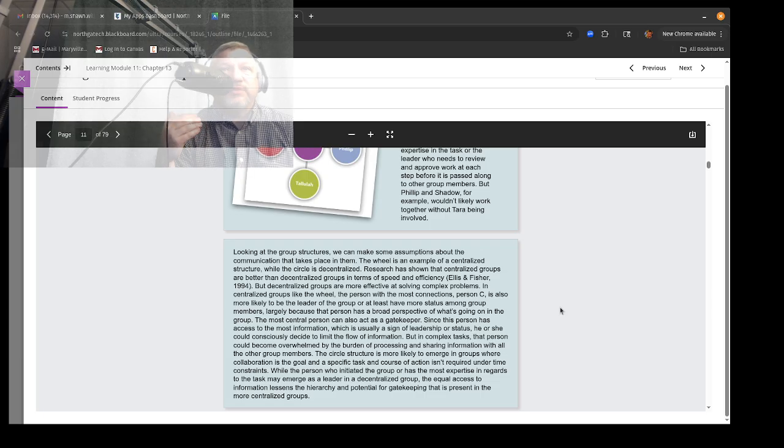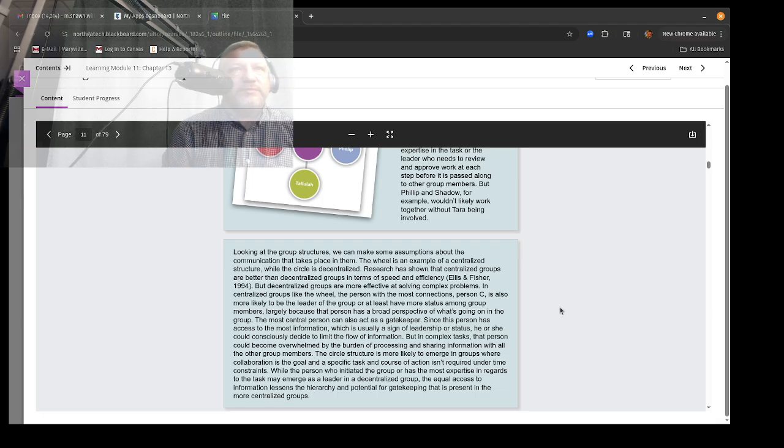In centralized groups like the wheel, the person with the most connections, again, is most likely to be the leader of the group, talks to the other group members, and serves as a gatekeeper. But in complex tasks, that person could be overwhelmed by the burden of processing and sharing so much information with every group member, right?